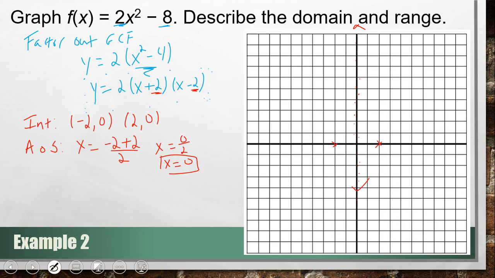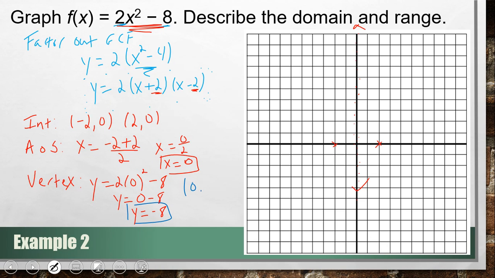Now let's find the y value here. I have my x value of 0, and I'm going to plug it into my original equation, so it'll make my life easier. So y equals 2 times 0 squared minus 8. So y is equal to 0 minus 8, or negative 8. So I know my vertex is going to be at the point 0, comma, negative 8. Let's go down there: 1, 2, 3, 4, 5, 6, 7, 8. Let's draw on our graph.